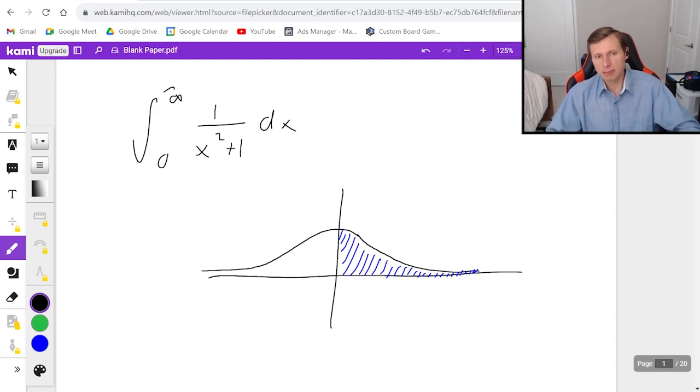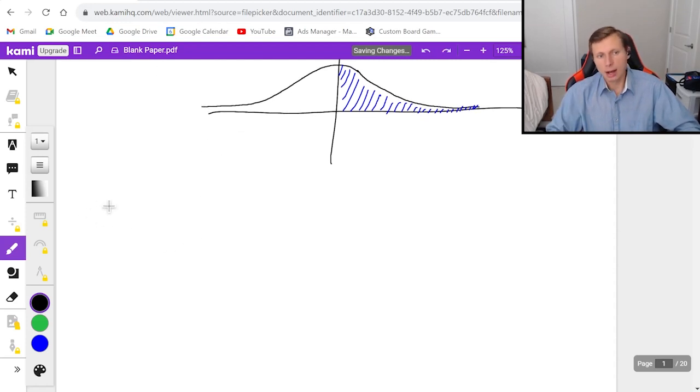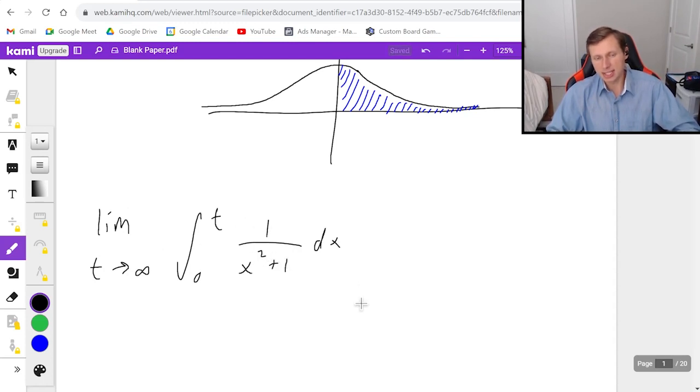First thing I'm going to do is I'm going to change this infinity into a limit. Watch how I do this. I'm going to do the limit as t approaches infinity of the integral from 0 to t of 1 over x squared plus 1 dx. Technically, you cannot have an infinity in your limit, so the first thing you should do is replace it with the limit as t goes to infinity. It basically is the exact same thing, it's just better notation.